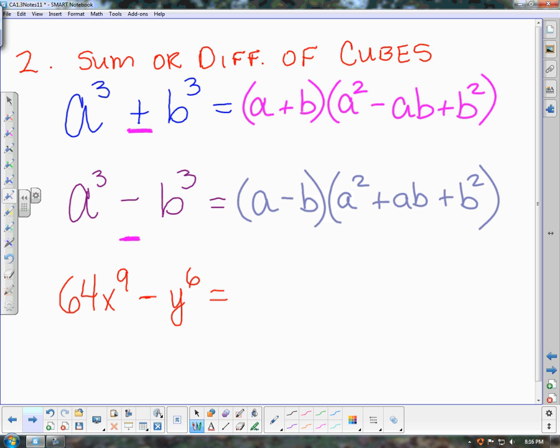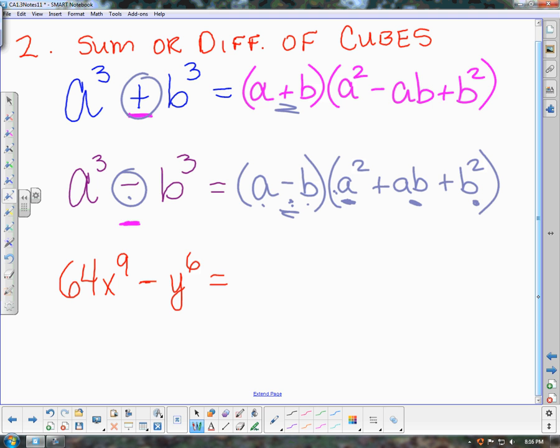Take the cube root of both of those two things, and they go first. Use the same sign in your first binomial factor, and then take the first term and square it. Multiply the two terms together. Take the second term and square it. With this, the first and third terms are always plus. The middle term is the opposite of the sign in the binomial, and the binomial has the same sign as what was in the original problem.